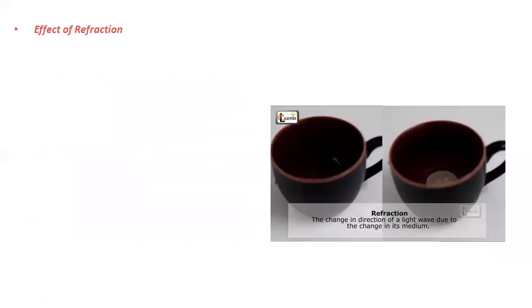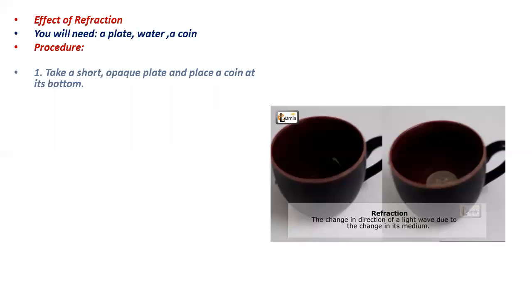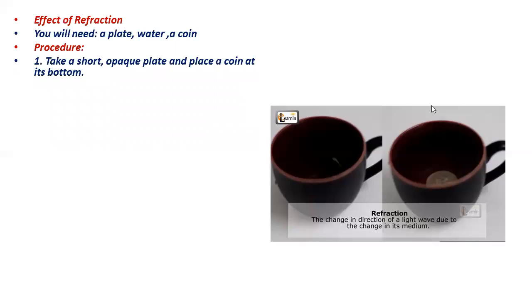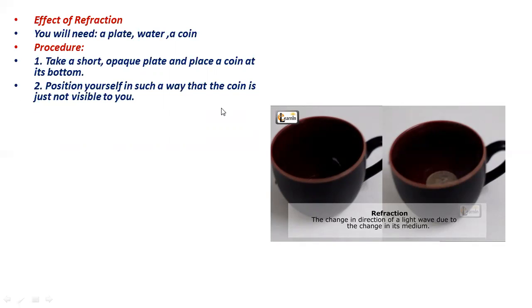We have an activity to understand the effect of refraction. For this you need a plate or a bowl, water and a coin. The procedure is to take a short opaque plate or bowl and place a coin at its bottom. You can see we place a coin at the bottom of this bowl. Then position yourself in such a way that the coin is just not visible to you.